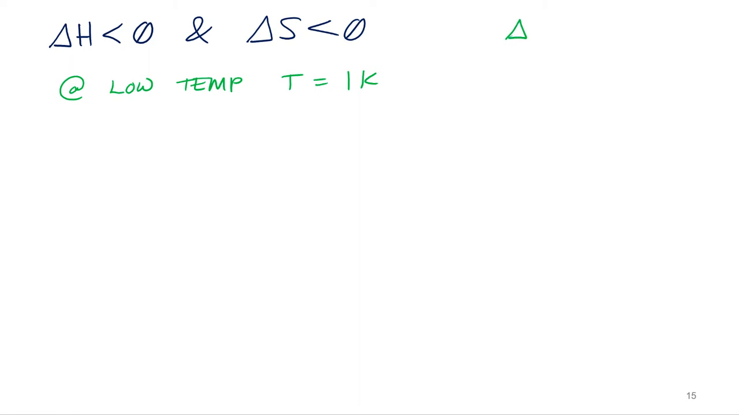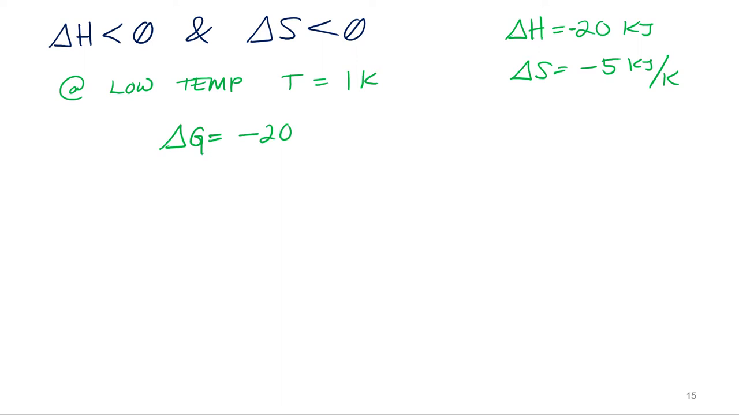We've got to make up some delta H's. So let's say delta H is negative 20 kilojoules, and delta S is negative 5 kilojoules per Kelvin. Okay, so at low temperatures, delta G equals delta H minus T delta S, so negative 20 kilojoules minus 1 Kelvin times negative 5 kilojoules per Kelvin. That equals negative 20 minus a negative 5, so it'll be plus 5, so negative 15 kilojoules.